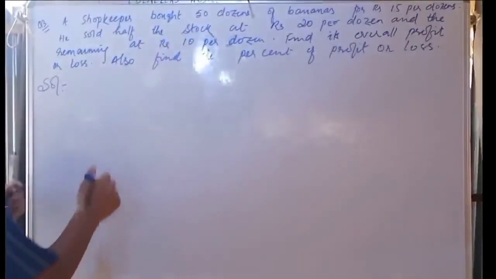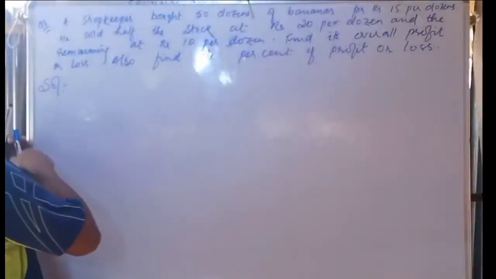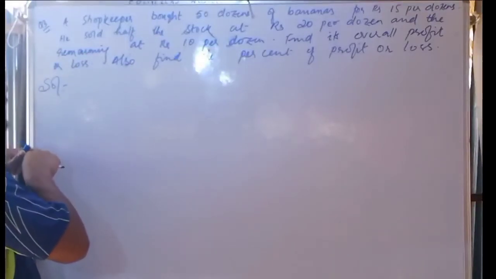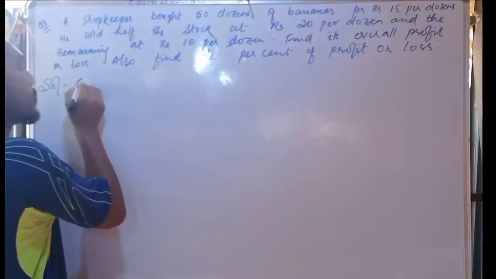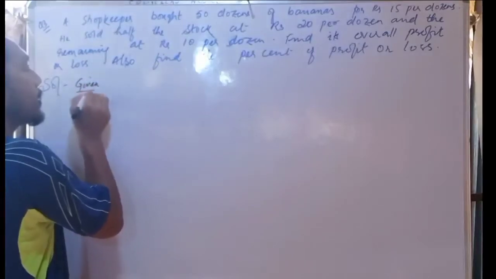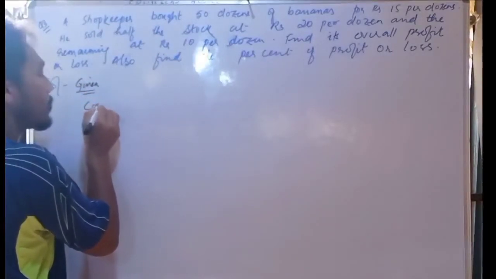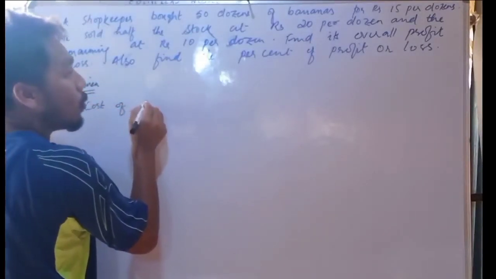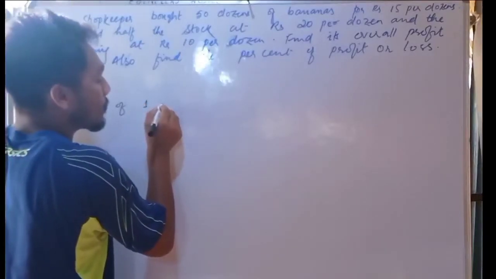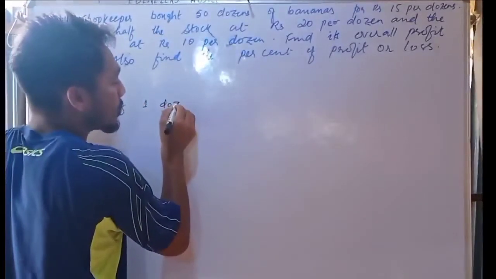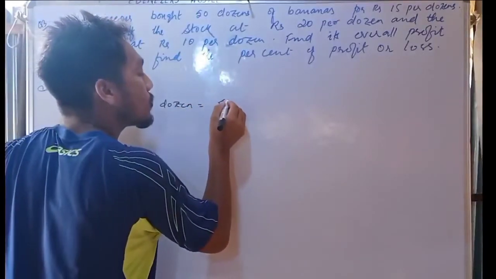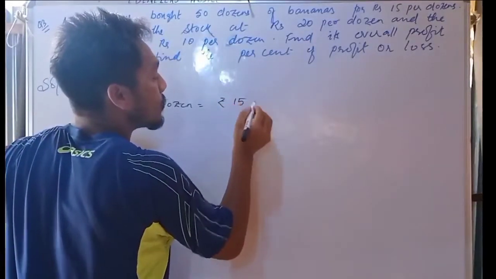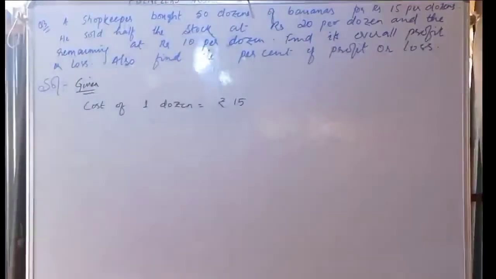Okay, so first of all, let's try to write down the given numbers, whatever the givens are. Cost of 1 dozen is equal to what? Cost of 1 dozen is equal to rupees 15.